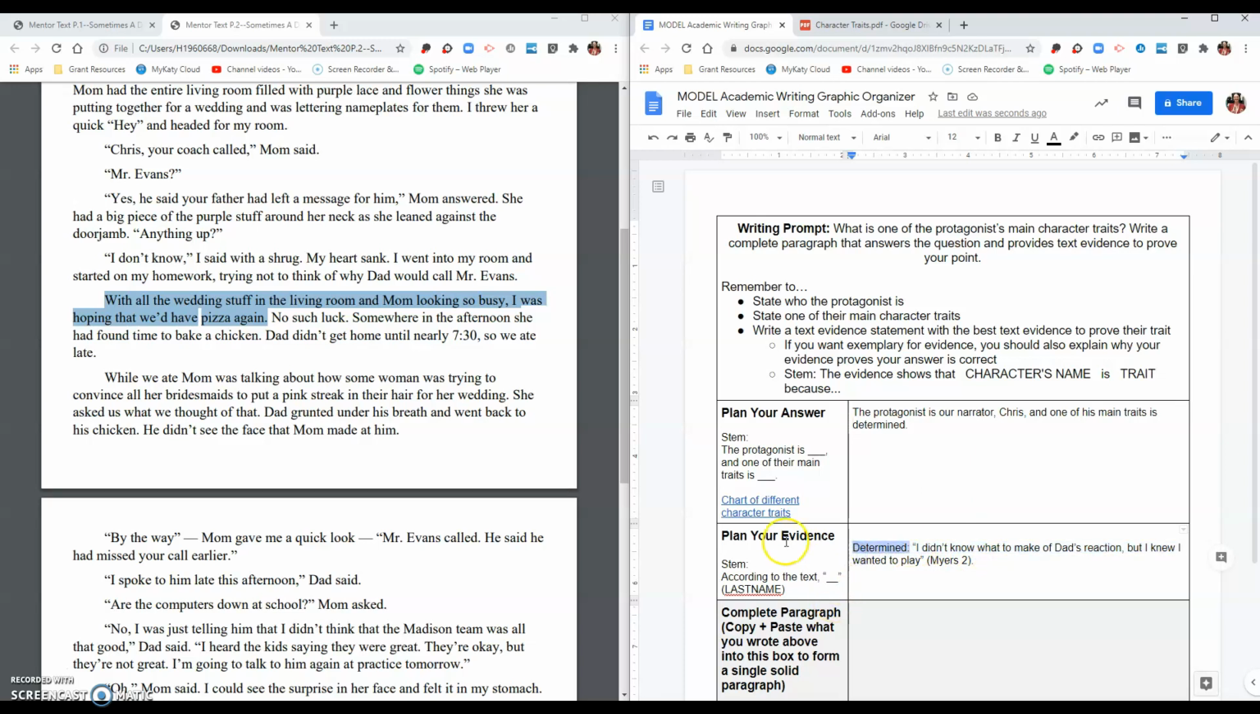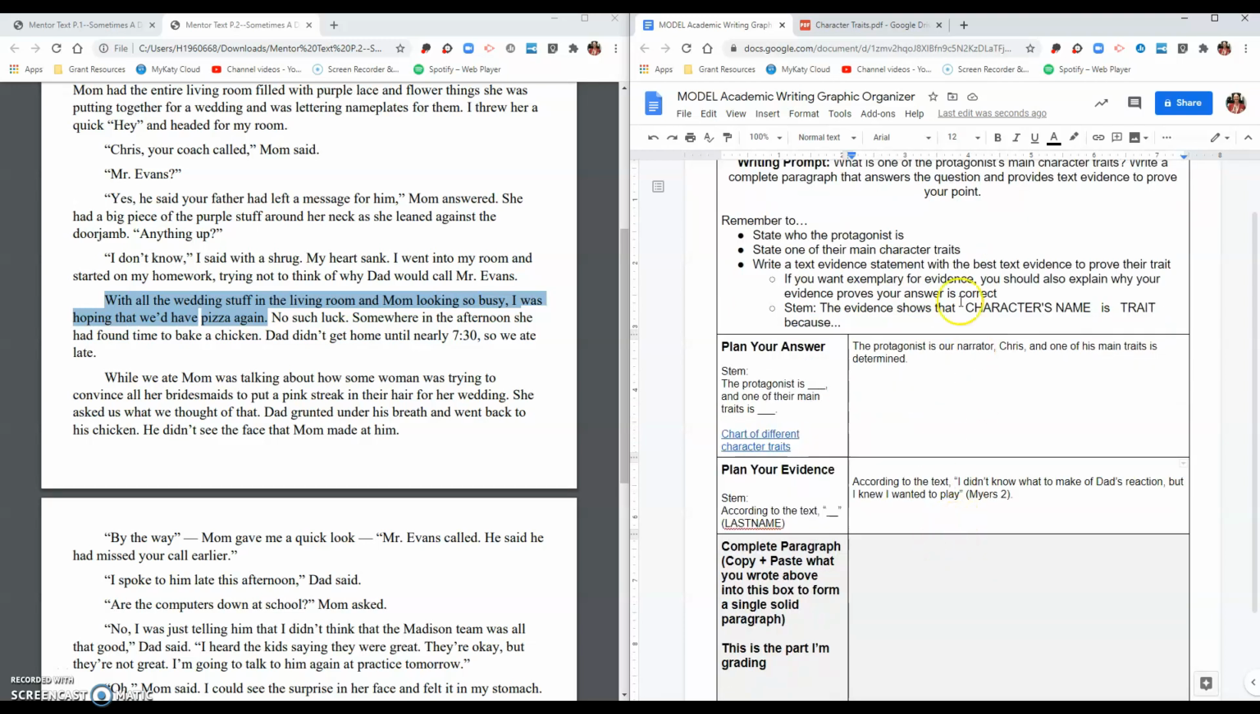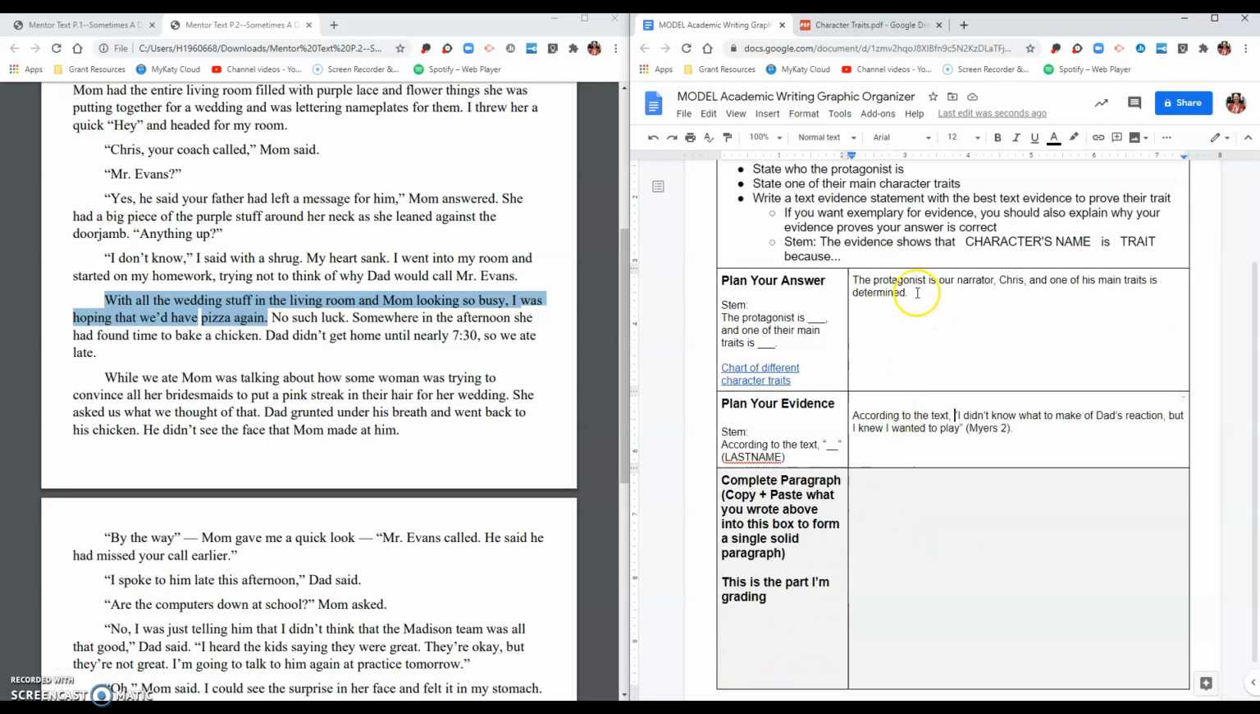And what I need to do is use my sentence stems. So I'm going to delete determined from here now that I know that's the trait I want to use. And I'm going to add "according to the text." So according to the text, I put my comma because we always put a comma before we start a quote. "I didn't know what to make of Dad's reaction, but I knew I wanted to play." I think that's my strongest evidence to show how determined our protagonist is. So I can copy and paste these sentences here, and I have come up with my text evidence statement. I'm going to put a space between these.